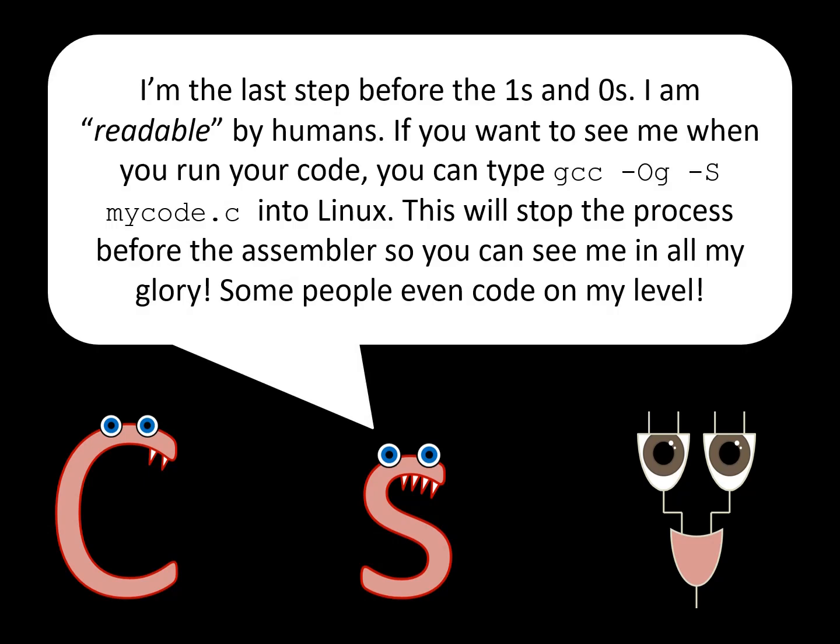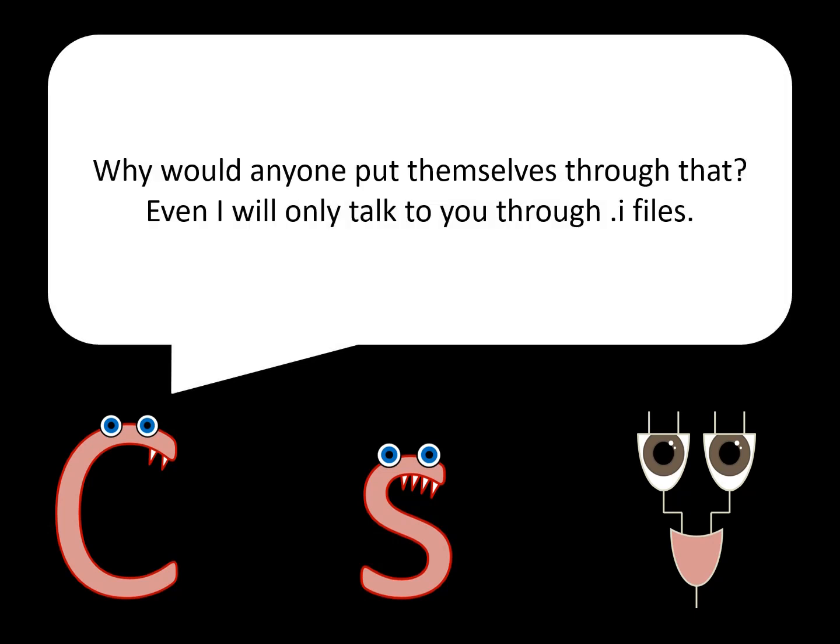I'm the last step before the ones and zeros. I am readable by humans. If you want to see me when you run your code, you can type gcc -Og -S mycode.c into Linux. This will stop the process before assembler so you can see me in all my glory. Some people even code on my level. Why would anyone put themselves through that? Even I will only talk to you through .s files.